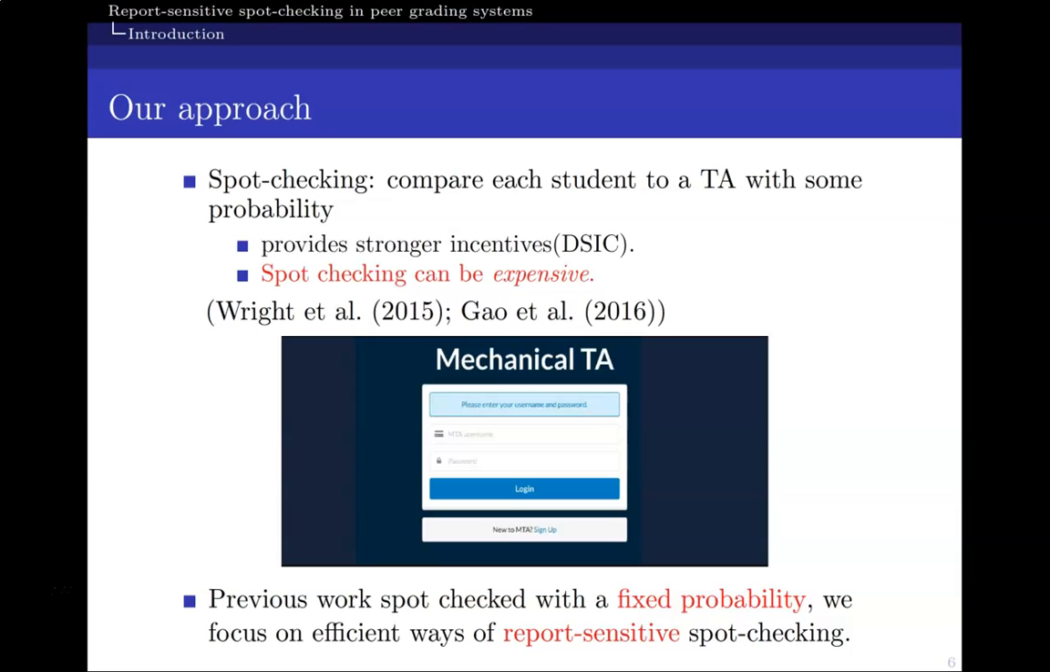So it's kind of natural to start to think about if there is any way to spot check in a smarter way. While there can be many approaches to think about this question, in this work we're going to focus on spot checking based on what the students report to the system. We call these mechanisms report-sensitive spot checking mechanisms. The intuition behind this is that imagine an instructor has given a really hard problem set to students, but all the reported grades are really high. I think we can all agree that this is a bit suspicious and you might want to spot check that with a higher probability.